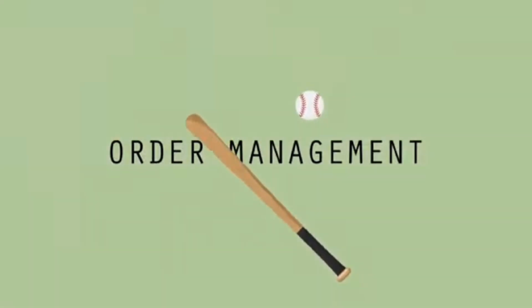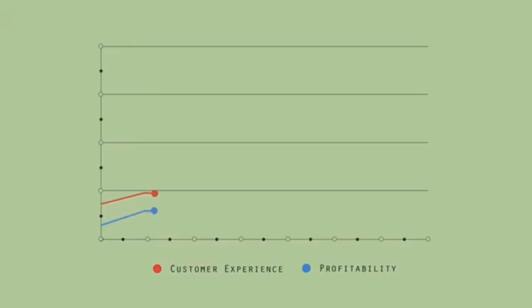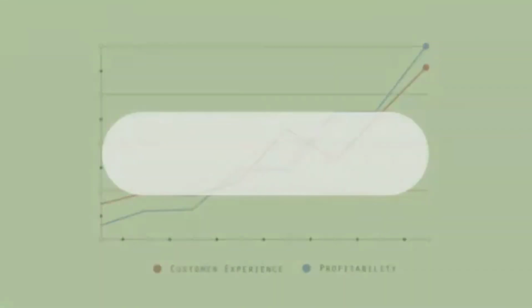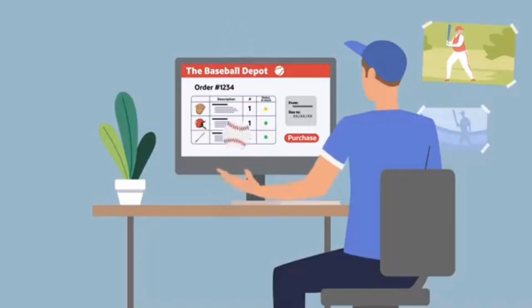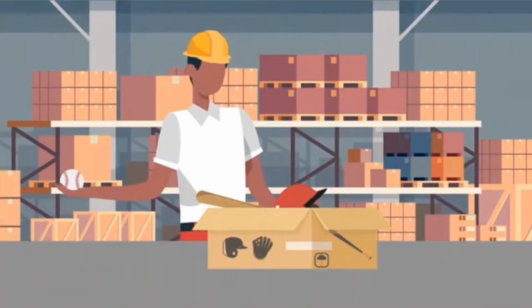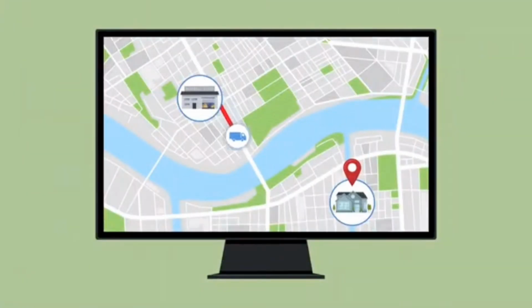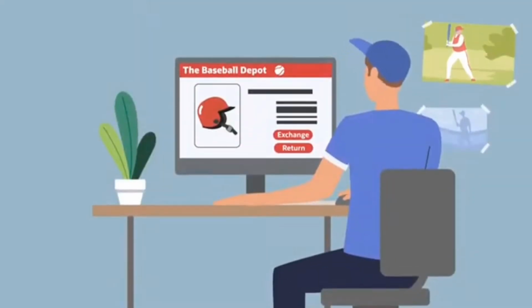Order management is the process of receiving, tracking, and fulfilling orders. This process not only has financial implications, it also impacts the overall customer experience. Order management starts once an order is placed and continues as the merchant receives, accepts, and fulfills the order, which includes picking, packing, and shipping the order, as well as tracking the order until it reaches the final destination. Returns and exchanges are also part of the order management process.